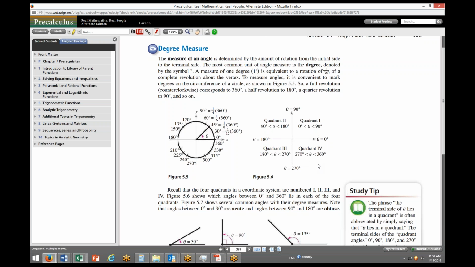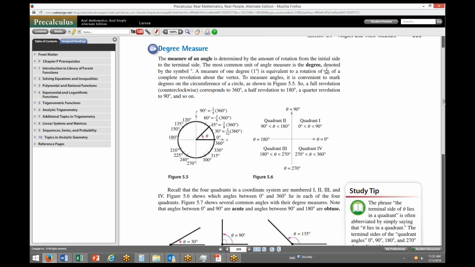Then if you have what is known as a quadrantal angle, the word quadrant with AL after it, a quadrantal angle is an angle that ends right on one of the axes. So for instance, if it's a 0-degree angle, the initial and terminal side is the same. If it's a 90-degree angle, then the terminal side is exactly on the positive y-axis. If it's a 180-degree angle, the terminal side is exactly the negative x-axis. If it's a 270-degree angle, the terminal side is the negative y-axis.